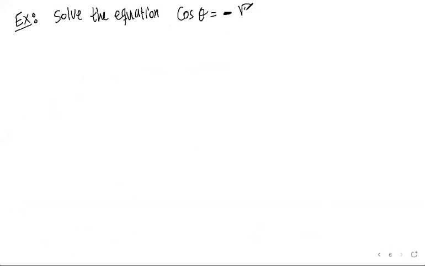Another example. Solve the equation cosine of theta equals negative square root of 2 over 2.